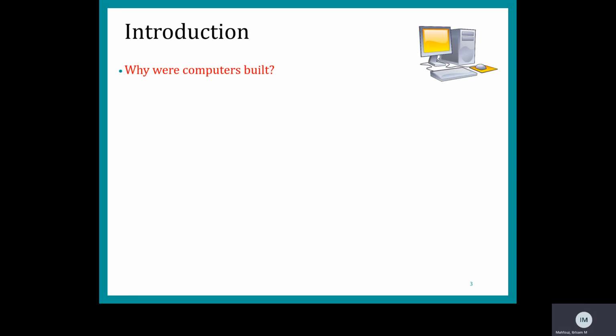So to start off, let's think about why computers were built? Why did the first people that built computers build them? Well, the reason is they wanted them to operate and automate some of the tasks that we do. So instead of us doing a task over and over again, computers can help us automate those tasks.